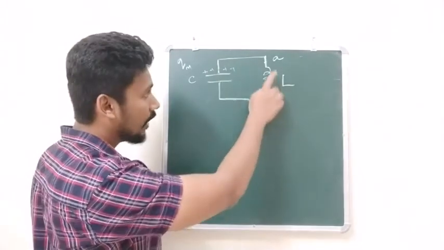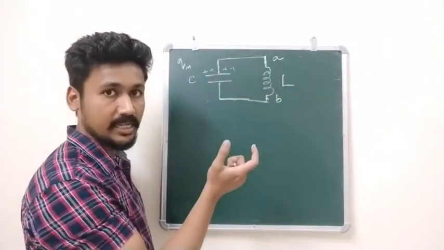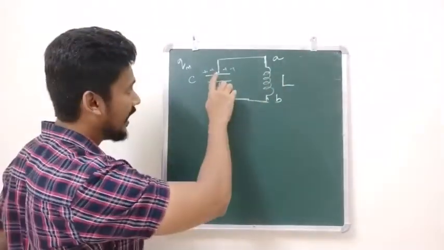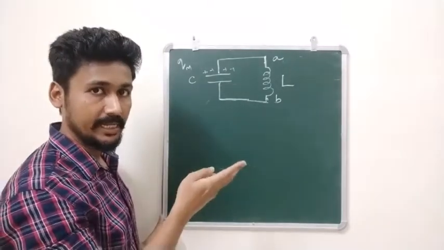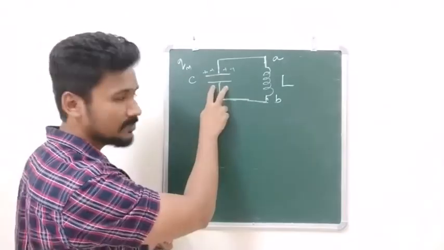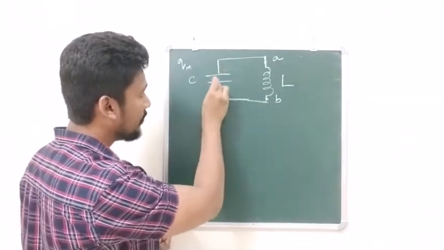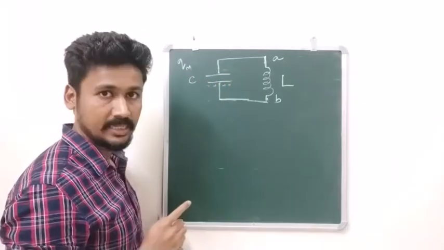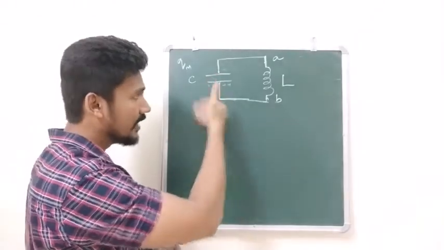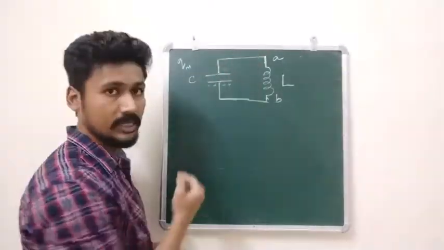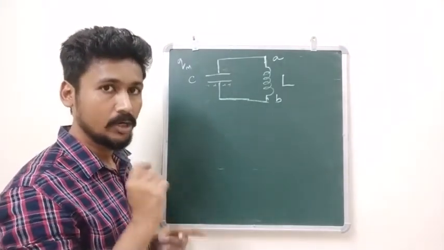But now the inductor will come into play, because it has the stored energy. It will push the charges and charge the capacitor, but it will change the polarity. Earlier this plate was positive and this plate was negative. The inductor will charge this plate and make it positive, and the other plate becomes negative. Once this happens, the current will again start to flow in the opposite direction, that is from B to A. And this will keep on happening. These are termed LC oscillations.